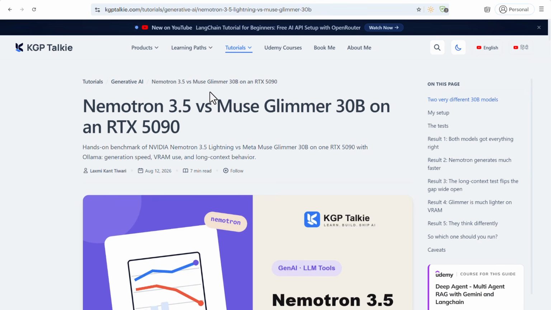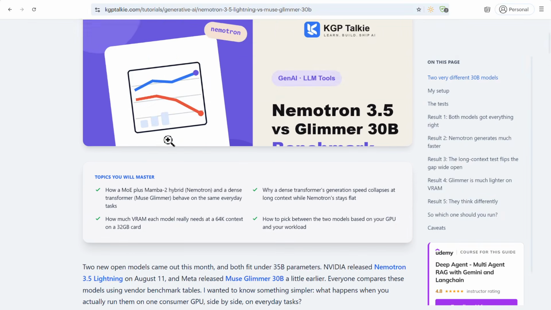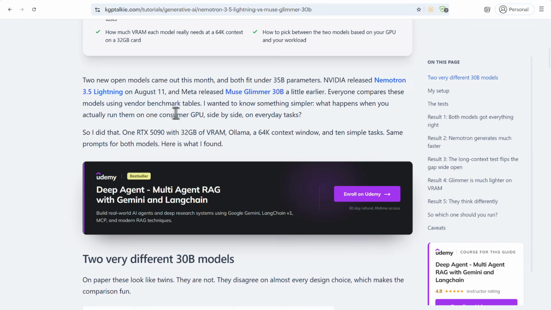So I did a full suite experiment for these two models, and you will notice this Nemotron came on August 11, whereas Meta released the Muse Glimmer 30 billion parameter model just sometime back. Apart from that, you will notice all these models are under 35 billion parameters. That means I can use an RTX 5090. A single RTX 5090 is more than enough because it comes with 32 gigabytes of RAM.